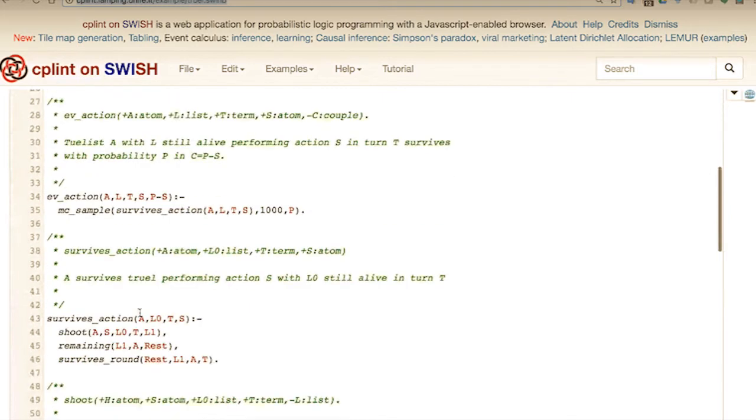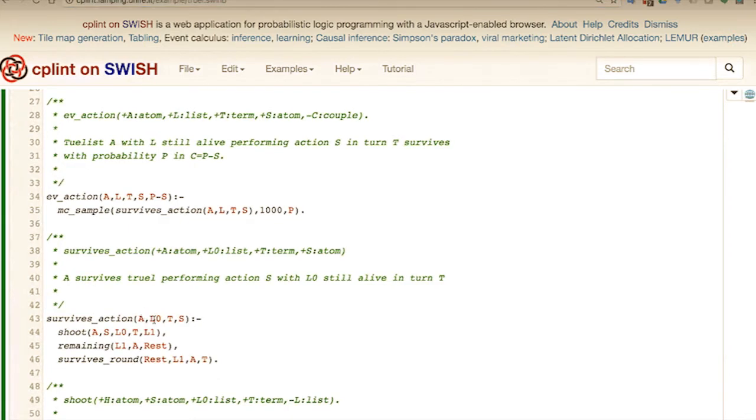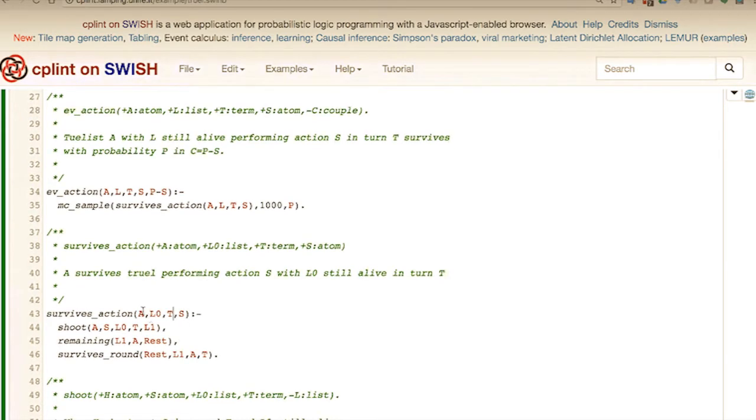which uses the predicate survives_action, that is true when truelist A, making action S in turn T, and with L0 the list of truelists still alive, survives. So in this case, A survives if A shoots at S, and the result is that the list of players from L0 becomes L1, and A is one of the remaining players, so it belongs in list L1, and the rest of the list is Rest, and A survives the following turns for the round.